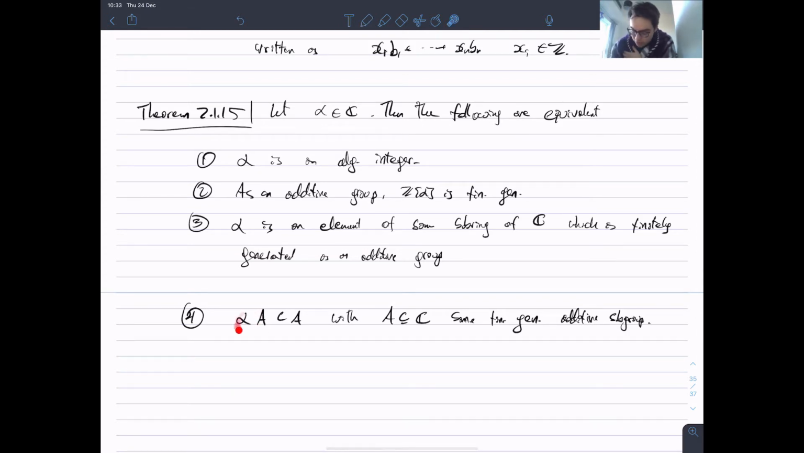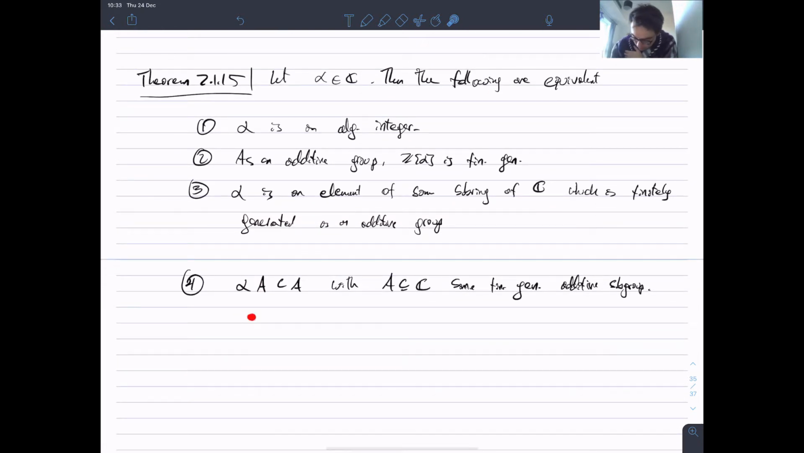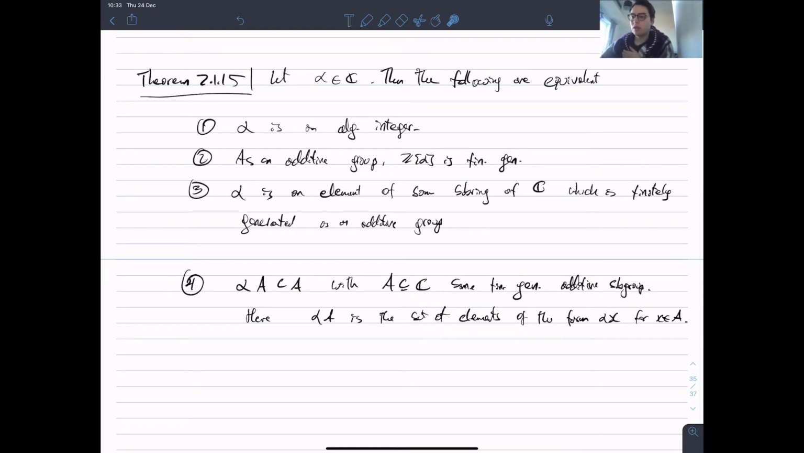Here, alpha A just means the set of elements of the form alpha x for x in A. So if you take some finitely generated additive subgroup of C and multiply all its elements by alpha, and it stays inside of A, this is also equivalent to all of these things. So let's begin to prove this.